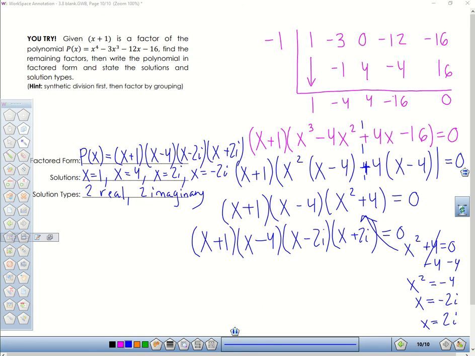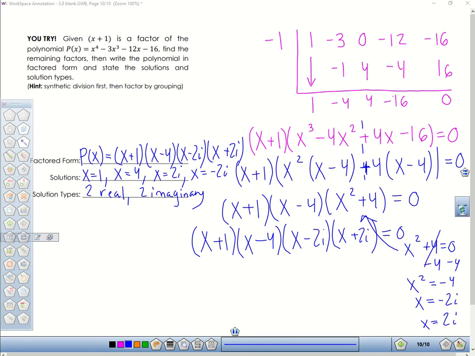So we put in a plus 0x squared, which is why here I took the coefficients 1, -3, and since I was missing the x squared, I used a 0 for its placeholder. Then I take the -12, and lastly the constant. Then I bring down the first, multiply, which gives me -1, combine, and I get -4, then multiply, I get 4, combine, and so on. I did my synthetic division. Synthetic division gives me the coefficients of my polynomial that is another factor.